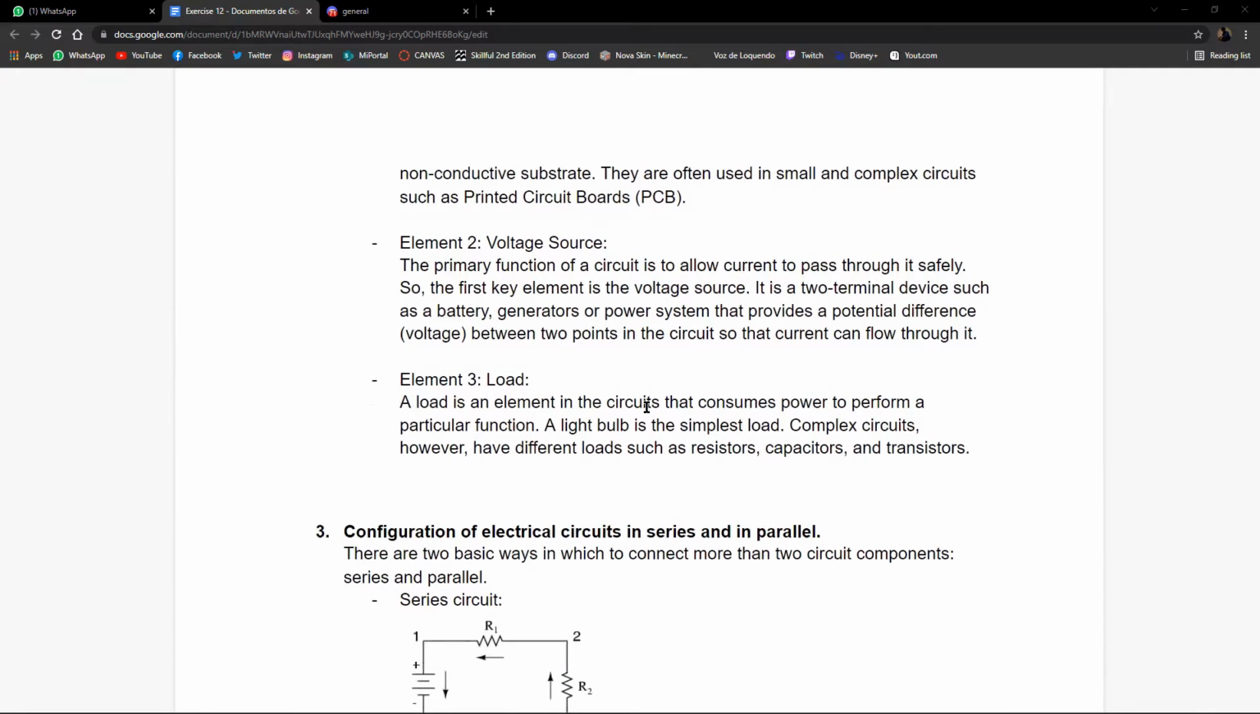The voltage source. The primary function of a circuit is to allow current to pass through it safely. So the first key element is a voltage source. It is a two-terminal device such as a battery, generator, or power system that provides a potential difference, or voltage, between two points in the circuit so that current can flow through it. And the load. A load is an element in the circuit that consumes power to perform a particular function. A light bulb is the simplest load. Complex circuits, however, have different loads such as resistors, capacitors, and transistors.